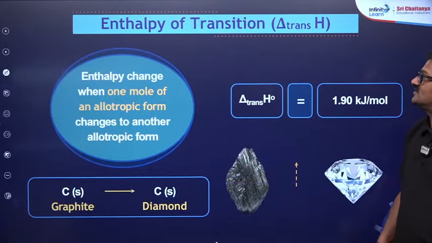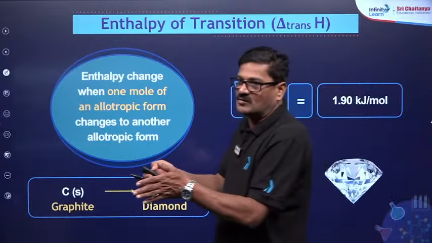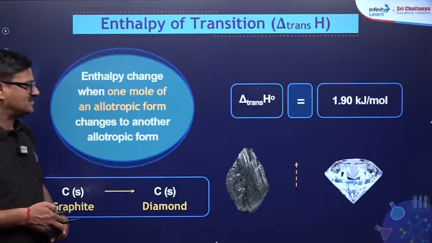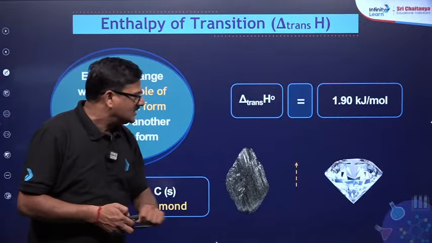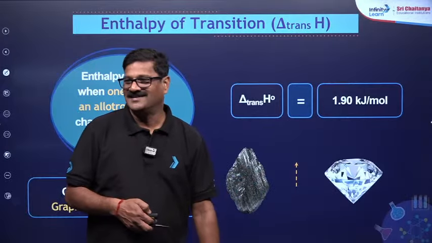And also you can say enthalpy of transition. So one form of an allotrope is converted into another form of an allotrope. That is called enthalpy of transition. So graphite, and it is a diamond. How many of you like this diamond?